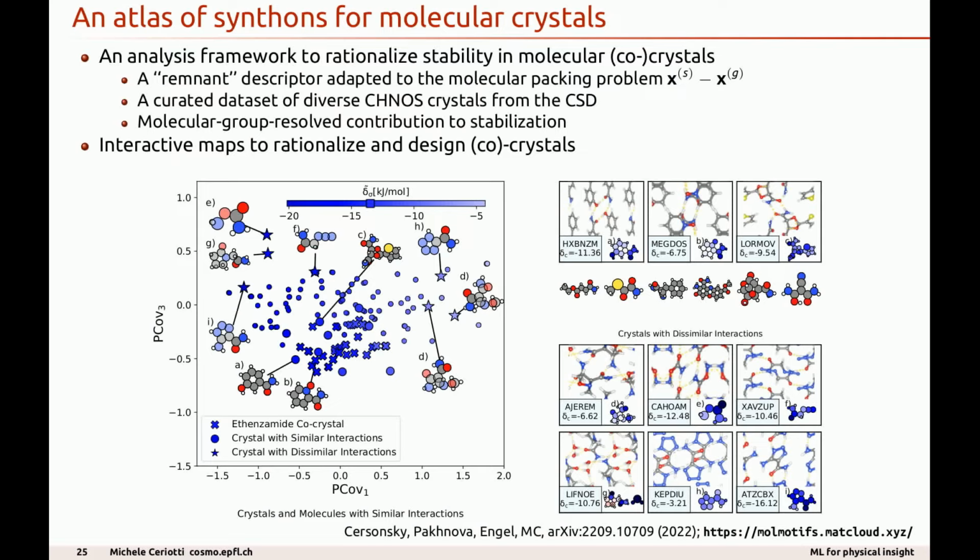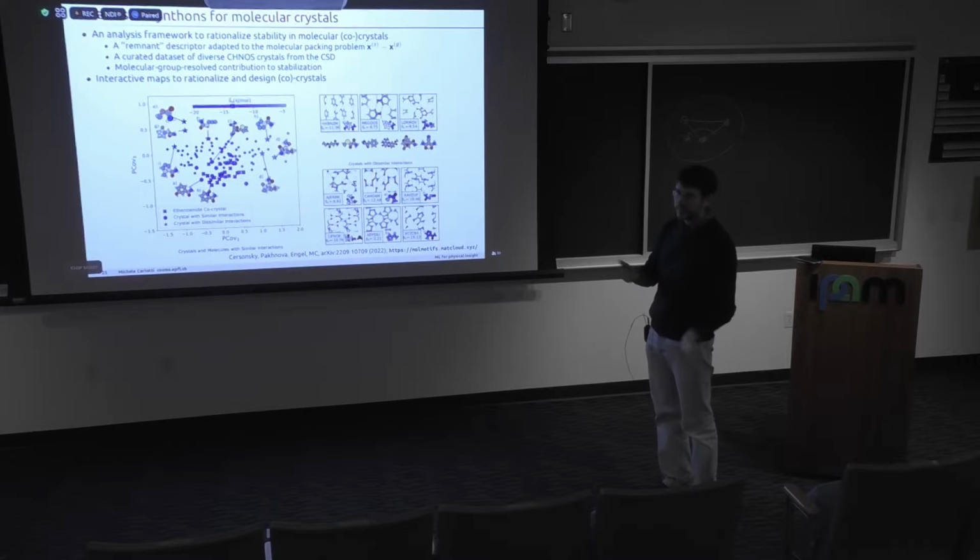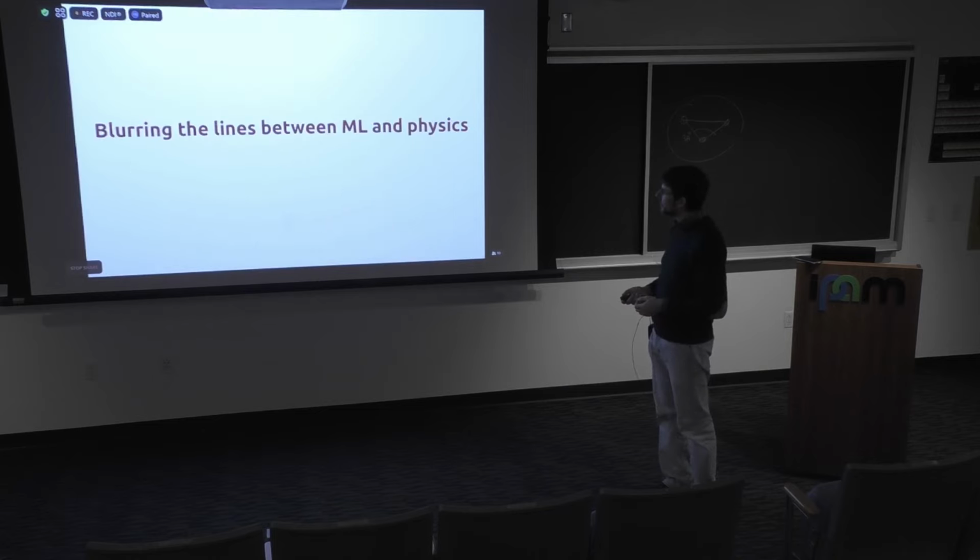And then basically there are these interactive maps. If you go to motifs.matcloud.xyz, you can navigate these maps and understand what are the groups that make a crystal stable and what are the groups that make a crystal unstable. I mean, it's a long paper, so I cannot describe the details, but it's an interesting one.